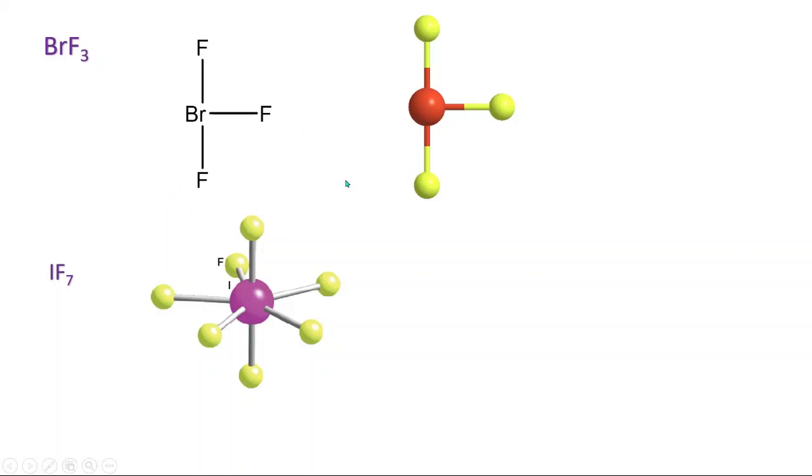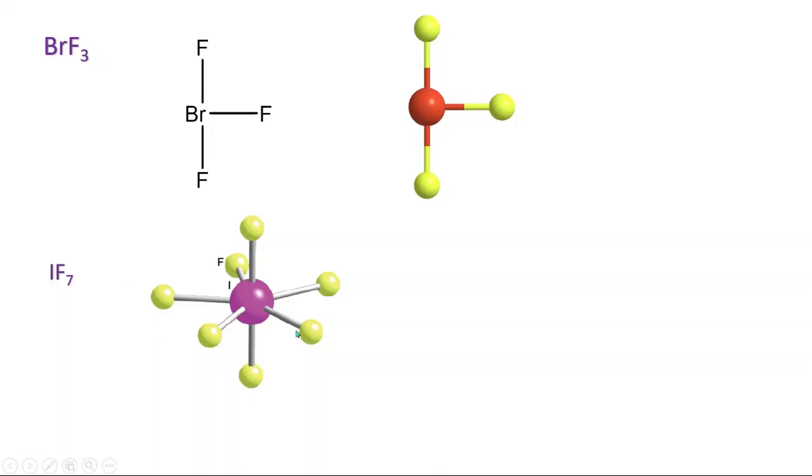Now what will be the splitting pattern? The 2 fluorines will give a doublet, and the 1 fluorine will give a triplet. So for 1 fluorine we will get a triplet, and for the 2 fluorines we will get a doublet. So IF7, you can see IF7 also.